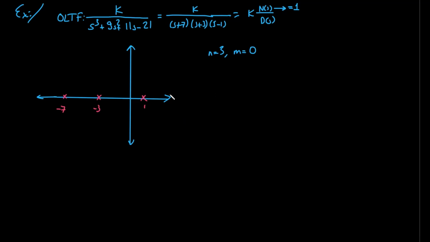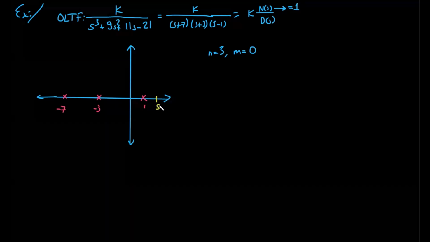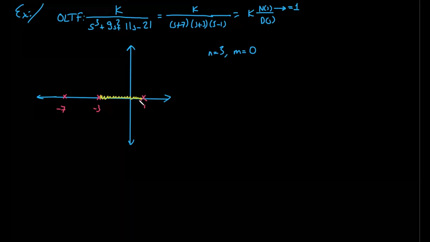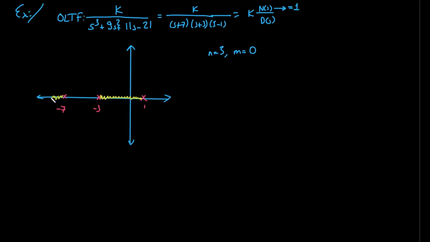For that, I will check test points on the real line. If I pick a test point to the right hand side, I have no poles or zeros, therefore anything with real part greater than 1 is not included in the root locus. If I pick a test point between -3 and 1, I will have 1 pole, which is an odd number, therefore the section between -3 and 1 is included. The next part is not included because it has 2 poles to the right hand side, and the last part is included because it has 3 poles to the right hand side of it.